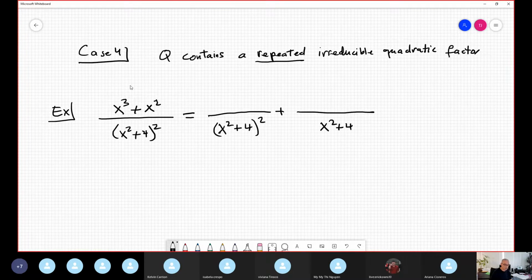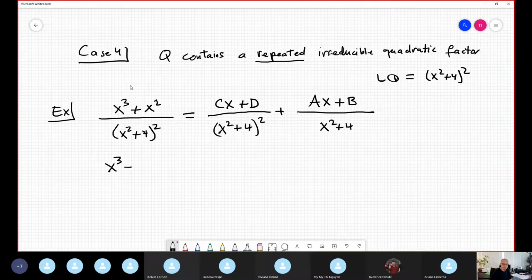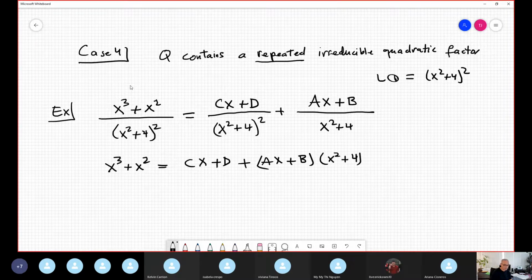In this case, you put, for example, ax plus b, and this is cx plus d. Okay? Because remember, when there's a quadratic in the denominator, it's linear in the numerator. Well, entonces the LCD is x squared plus 4 squared. And when you multiply everything by the LCD, we have x cubed plus x squared, the denominator is cancelled. Cx plus d is cancelled also. And we have ax plus b multiplication by x squared plus 4. Something like that. Okay?